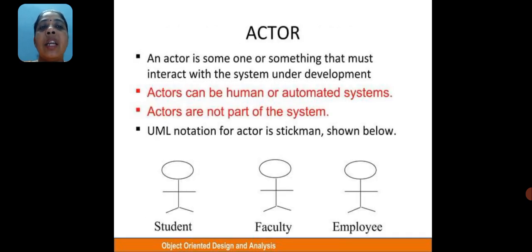An actor is someone or something that must interact with the system under development. Either a human or a computer can interact with a real world application; that is referred to as an actor. An actor can be a human or an automated system. Actor is not part of the system. The UML notation for an actor is a stick figure, as shown below. For student, faculty and employee, we show the diagram like this.